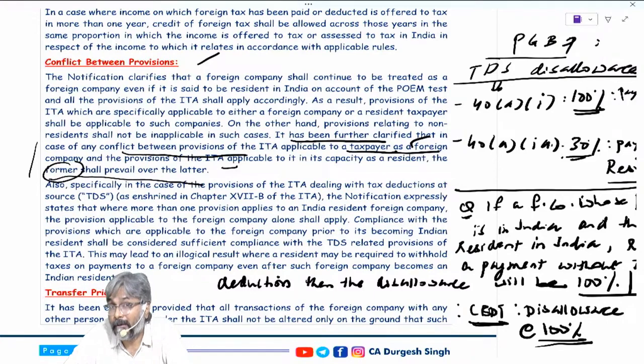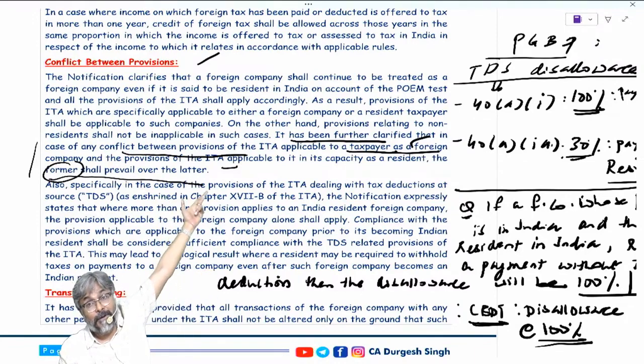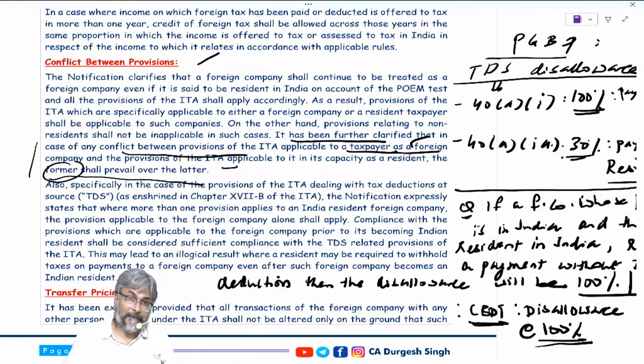So in the default scheme, the surcharge maximum for an individual, HUF, AOP, BOI is 25%. But in the optional scheme, there is one more slab, from 2 crores to 5 crores 25%, but from 5 crores above it is 37%. Keep this point in mind. There was one more point which I told you in the default scheme, if you can recall: the rebate part, rebate under 87A.